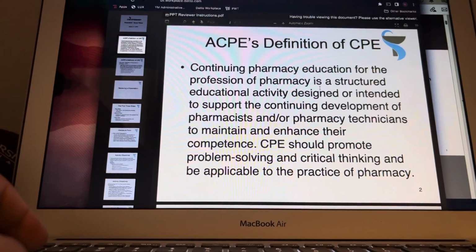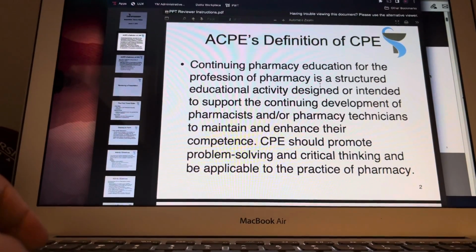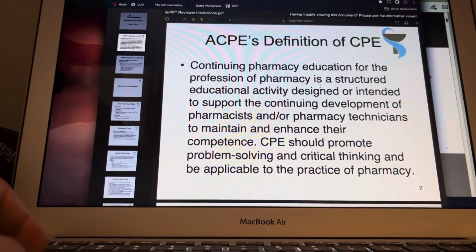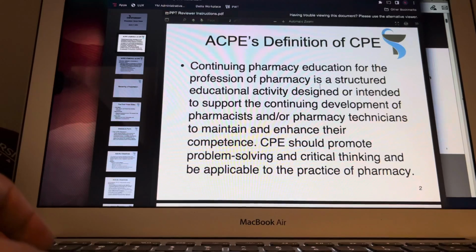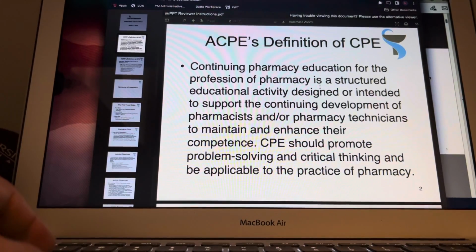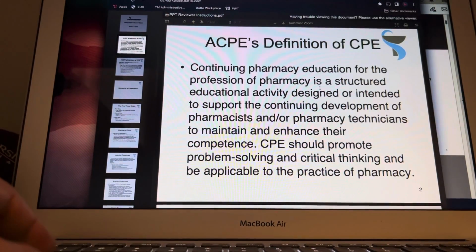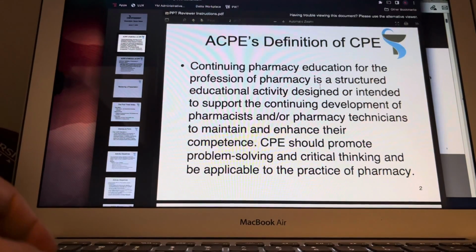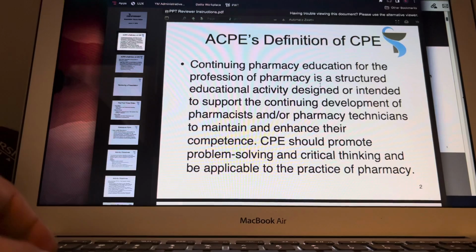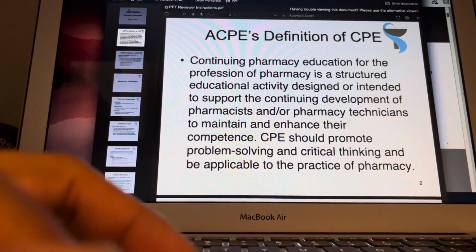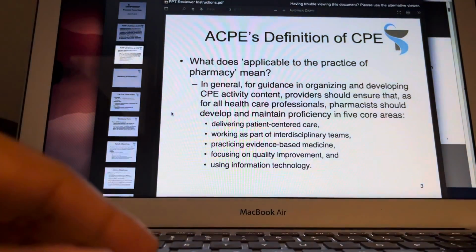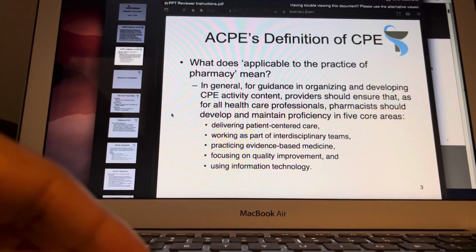ACPE's definition of CPE: Continuing pharmacy education for the profession of pharmacy is a structured educational activity designed or intended to support the continuing development of pharmacists and/or pharmacy technicians to maintain and enhance their competence. CPE should promote problem solving and critical thinking and be applicable to the pharmacy practice or practice of pharmacy. So what does applicable to the practice of pharmacy mean?